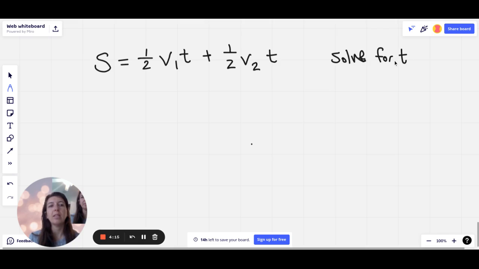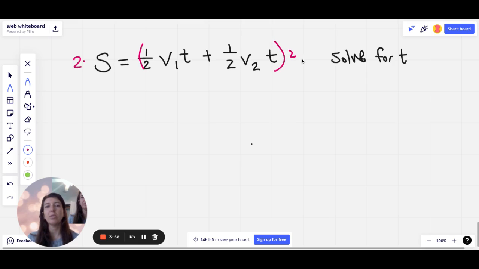Solve for t. The first thing I'm going to do is get rid of these 1/2. So I'm going to multiply both sides of the equation by 2. I multiply this side of the equation by 2 and this side of the equation by 2. And when I do that, I get 2s on the left. And then I have to distribute this 2 to both terms there and there.